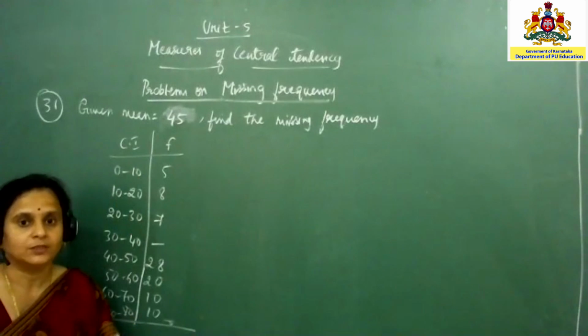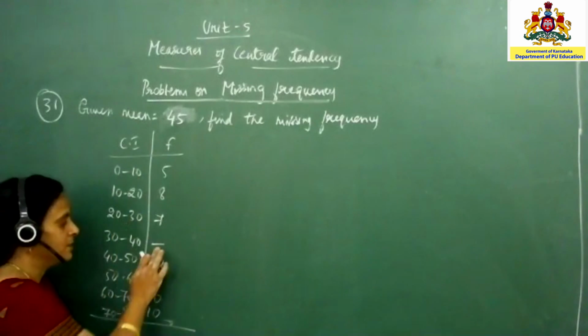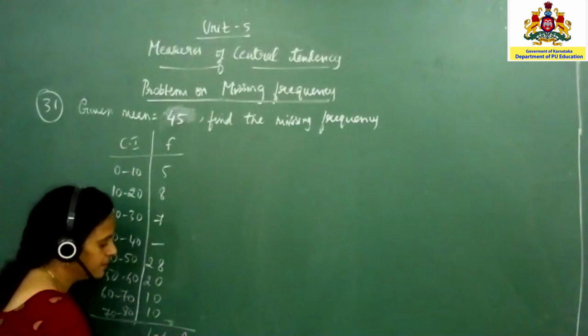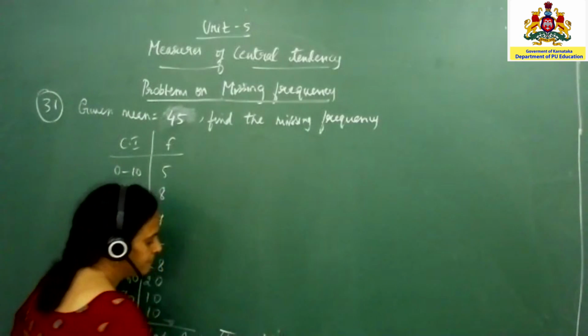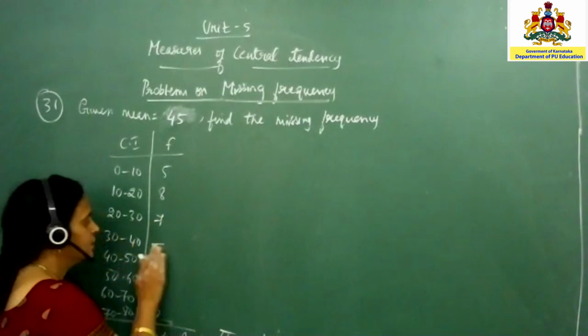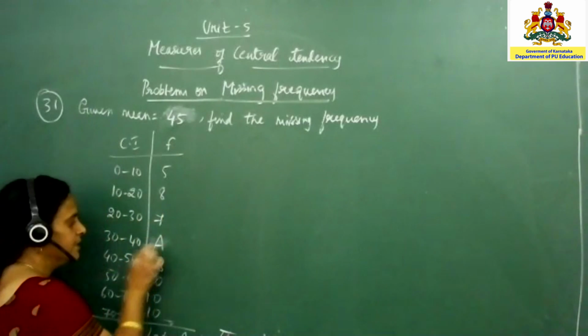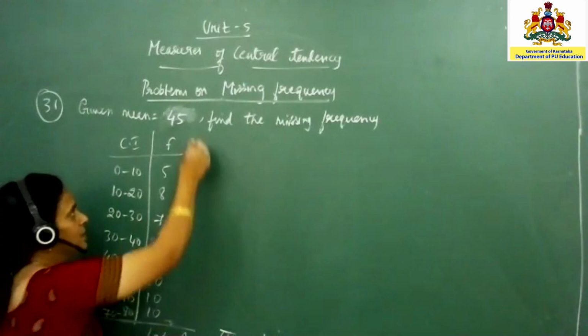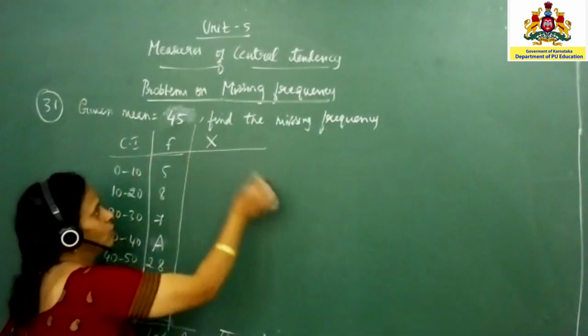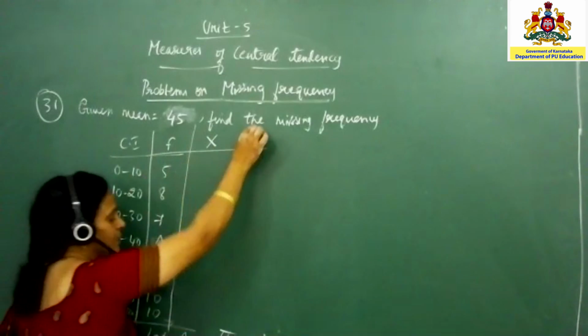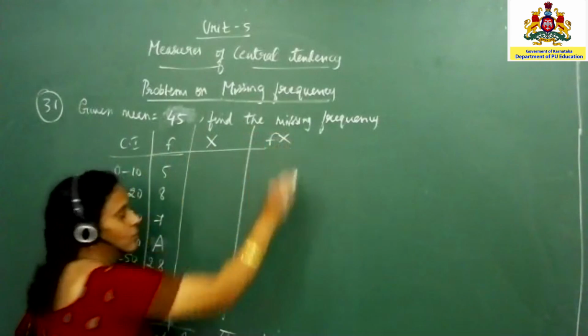To start with the solution, the first job is I should name this one. So let A be the missing frequency. We call it A. Instead of this, I'll just take it as A in the solution part. Next, I should carry on. What I should do is get the X column first, and then I should get the F into X column.